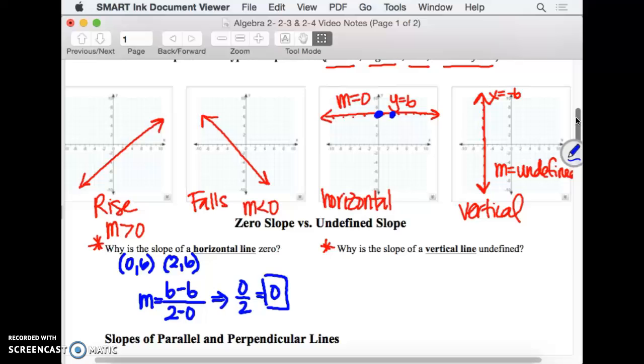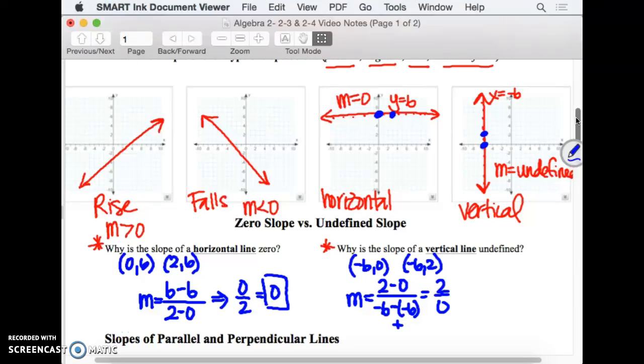When we have a vertical line, let's say we choose this point, which is the point negative 6, 0, and we're going to choose this point, which is negative 6, 2. Again, we're going to find that slope. That's going to be 2 minus 0 over negative 6 minus negative 6. This is like adding. So this becomes 2 over 0.